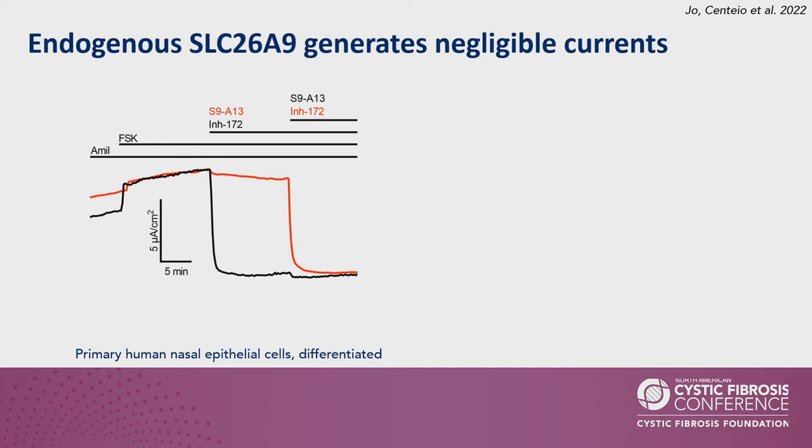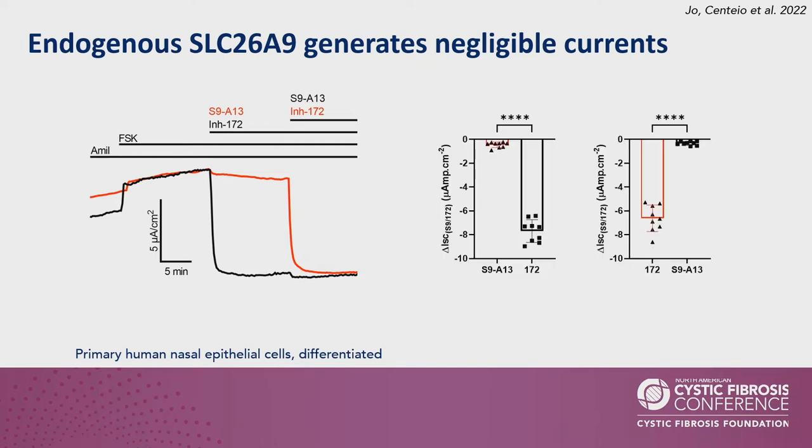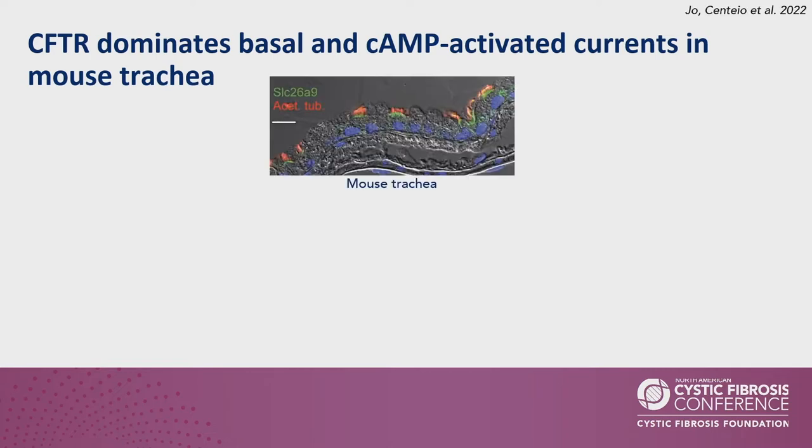We detected more or less the same when we did the same experiment now in primary human nasal epithelial cells, also differentiated under ALI. So a slight inhibition by the S9A13 inhibitor and a very strong dependency on CFTR of both the basal and cyclic AMP activated currents, both when the CFTR inhibitor is applied before or after the S9A13 inhibitor. And then we moved on to a different cell system, a different model completely, to try to evaluate the species specificity of this mechanism, perhaps.